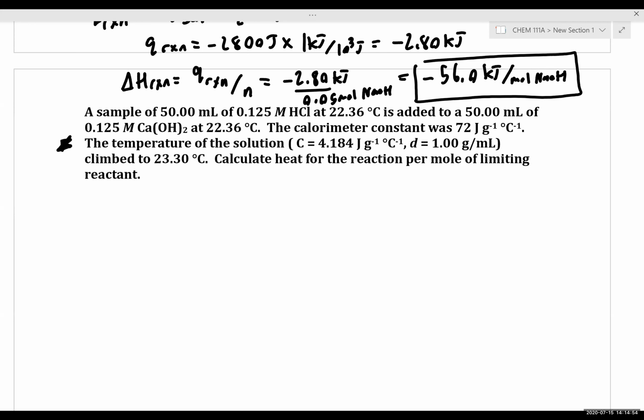So let's take about 4 minutes and calculate and identify the limiting reactant, and we'll discuss the first part of this question in about 4 minutes.